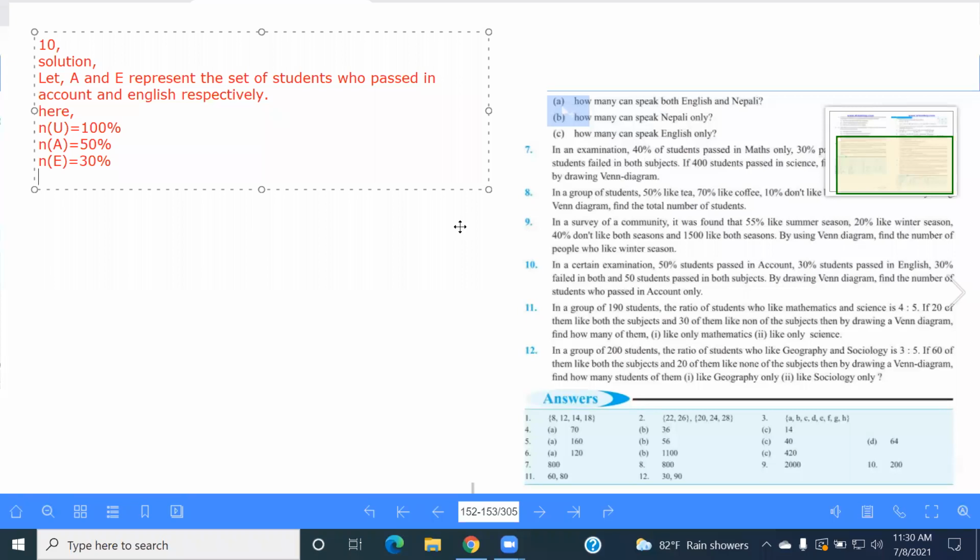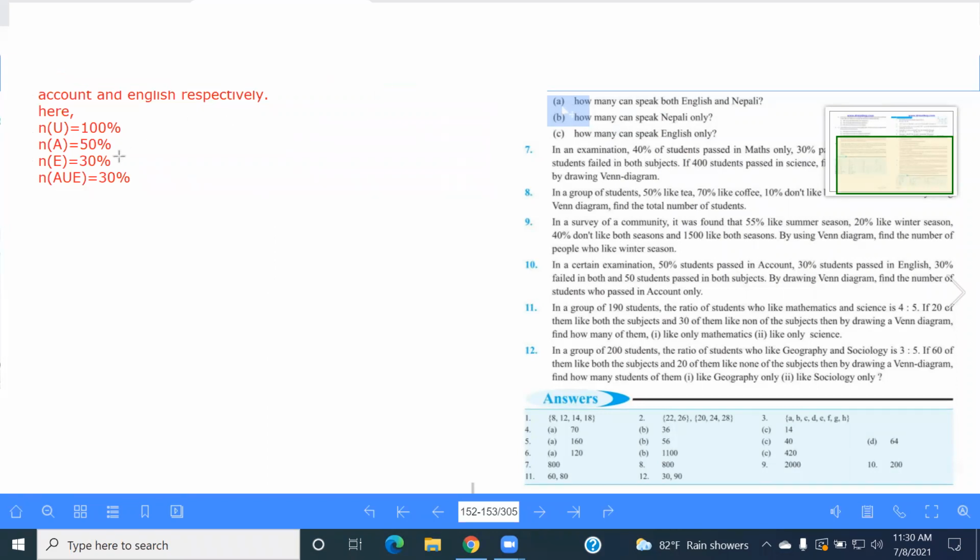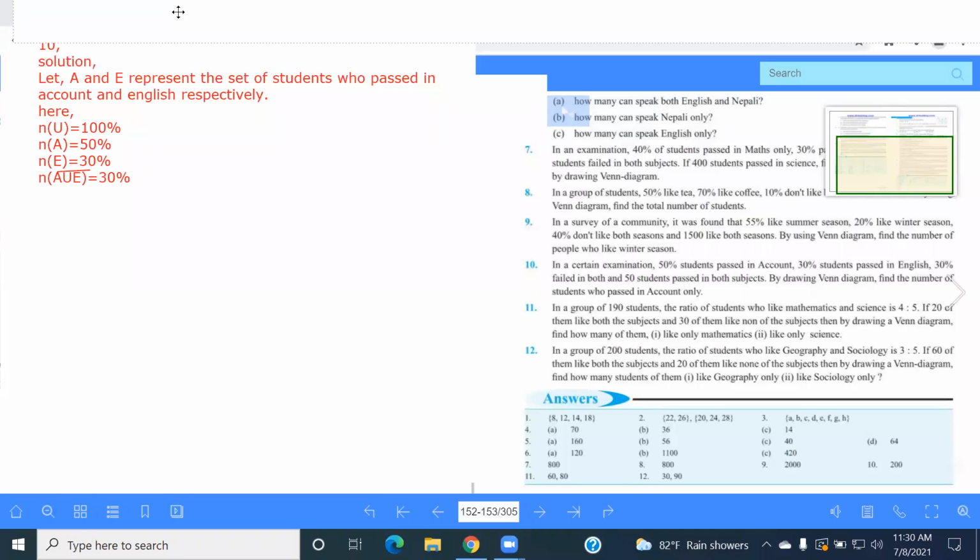Then 30% failed in both. Now failed means a negative term. If there is a negative term, then we can use the union's complement, which is also given as 30%. Next, 50 students passed in both. The number of account intersection English is given as 50.